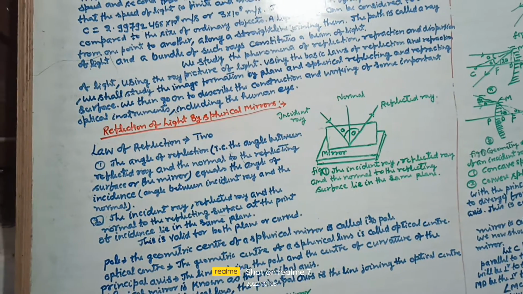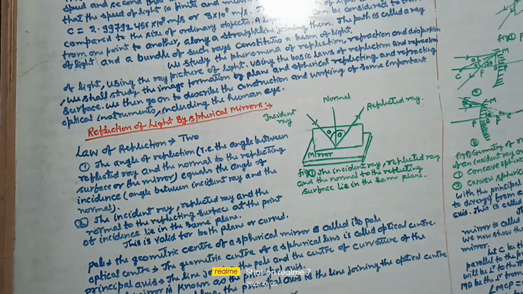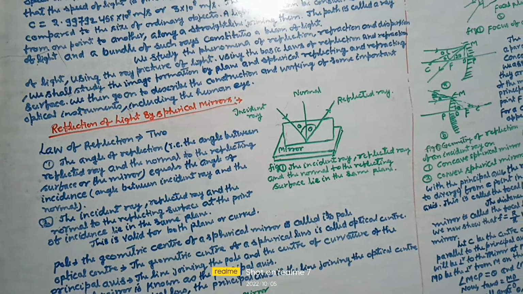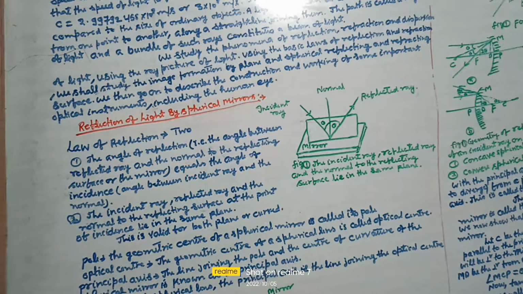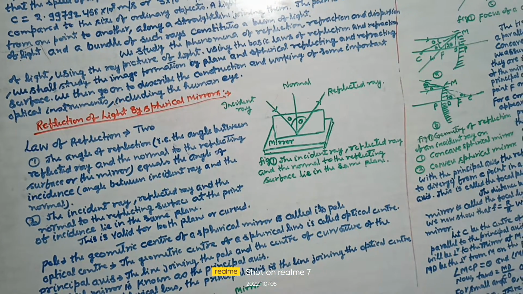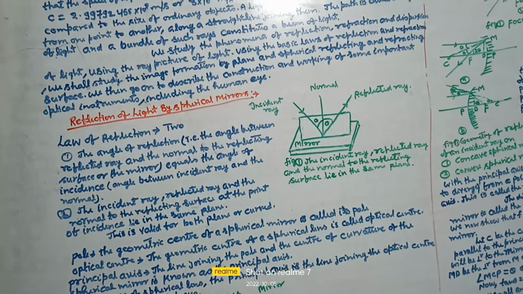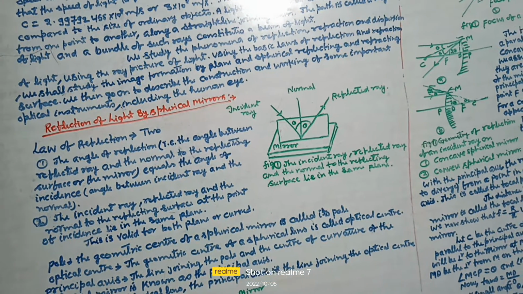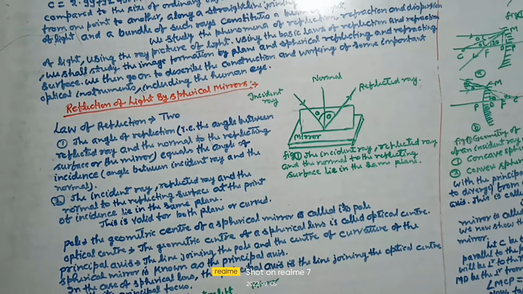Pole. The geometrical center of a spherical mirror is called its pole. Optical center. The geometric center of a spherical lens is called the optical center. Principal axis. The line joining the pole and the center of curvature of the spherical mirror is known as the principal axis. In the case of a spherical lens, the principal axis is the line joining the optical center with its principal focus.